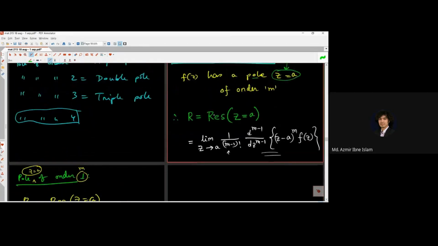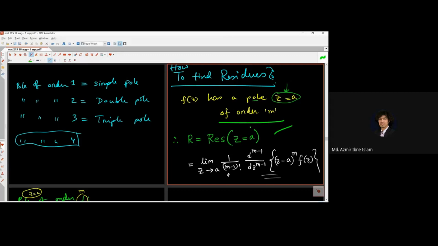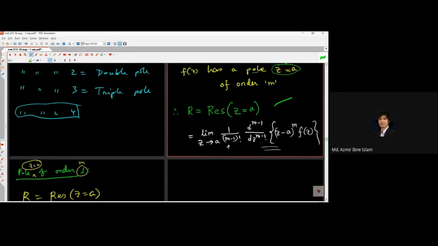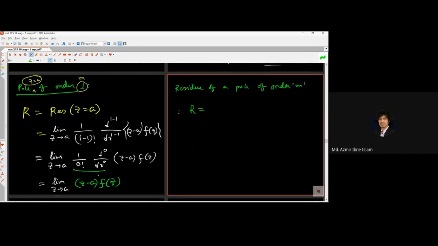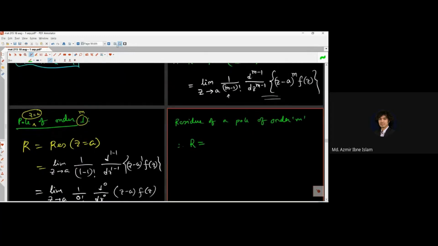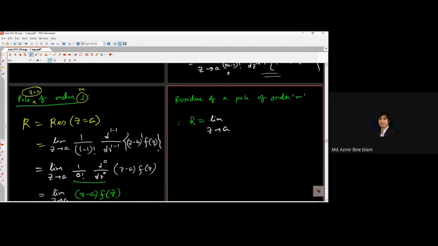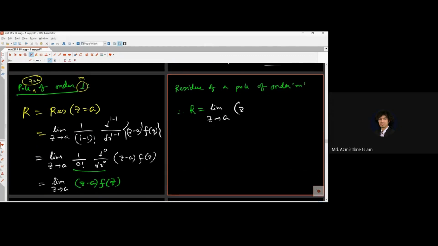So this formula is for the general case, the residue of a pole of order m. But if we have to find the residue of a simple pole, then the residue will be directly, you can also remember this one, you don't need to input 1 again. So this is another formula. Now it will be the limit as z tends to a of (z minus a) f of z. Is that okay?